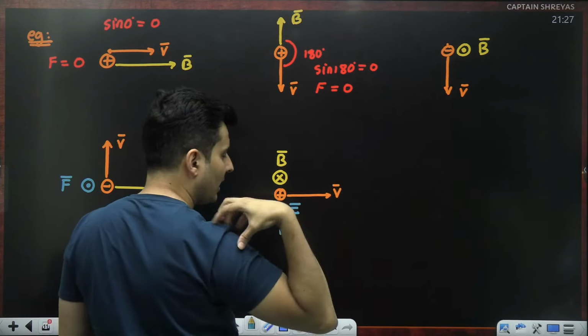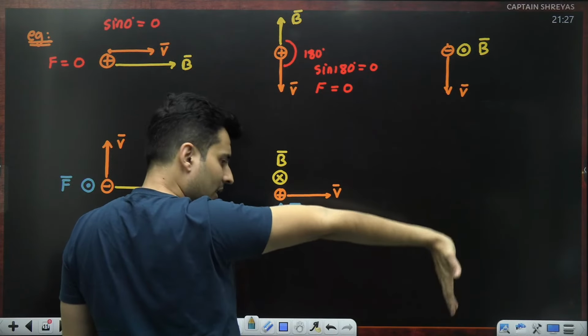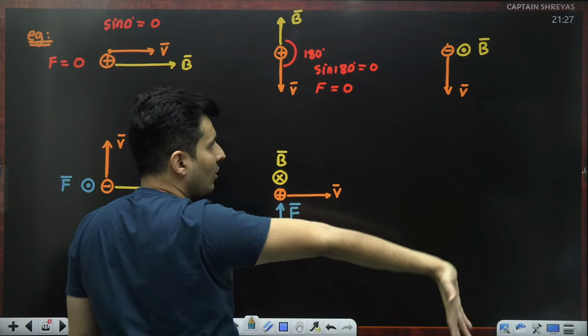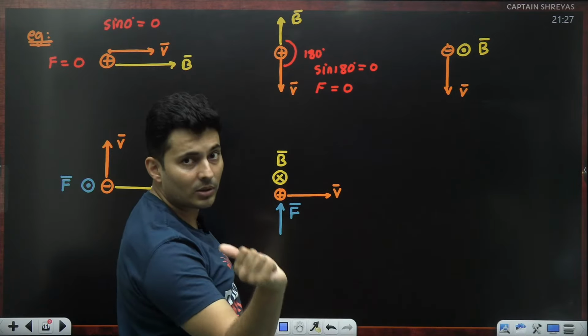So take your right hand, open it like this. You have to do like this. It's going down. It's going to put some strain on your muscles. V cross B, it's actually going like this. You have to try it out.